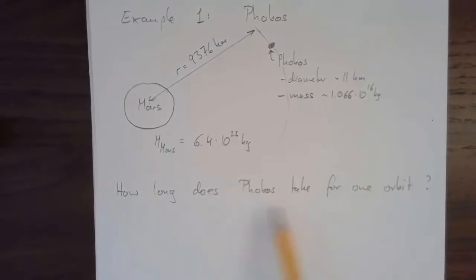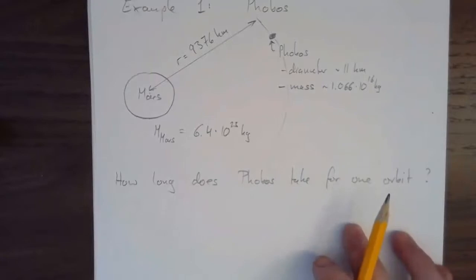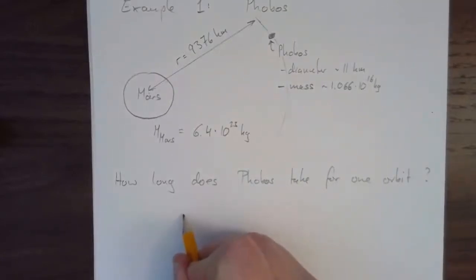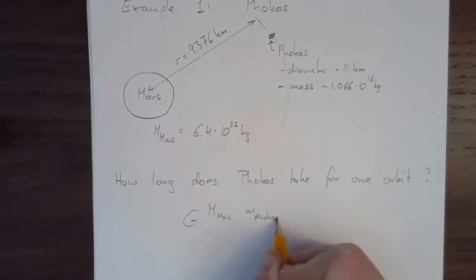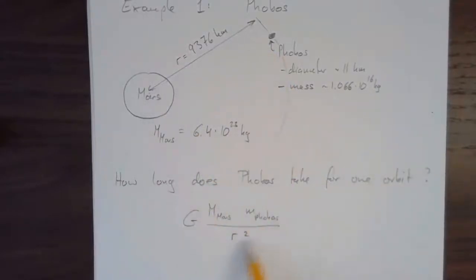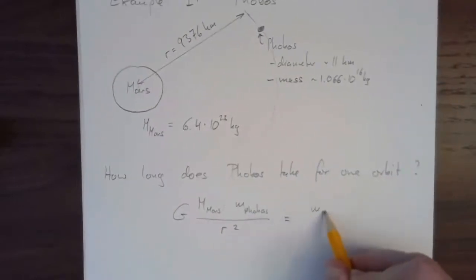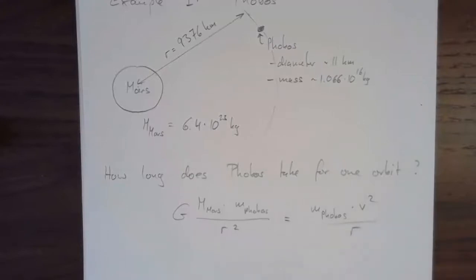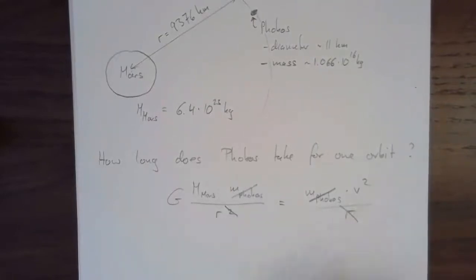Alright, so we are asked to find how long Phobos takes to go around Mars once. Well, let's solve that. We do exactly the thing that we just talked about. I'm going to say that G times the mass of Mars times the mass of Phobos divided by the radius squared, right? That is the force of gravity that acts as a centripetal force. So I'm setting it equal to the mass of the object that's circling, that's Phobos, times v squared over r. I can cancel these ones, and this with this.